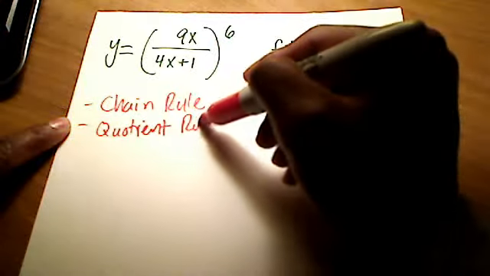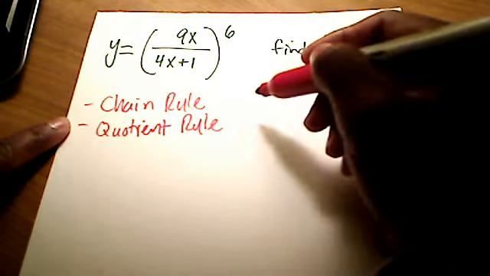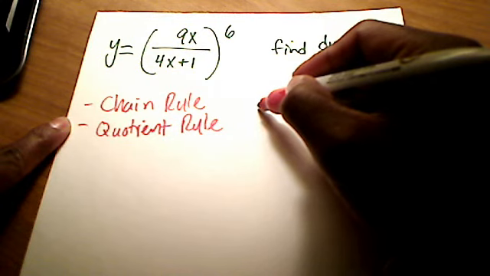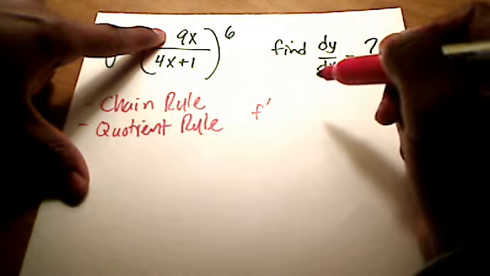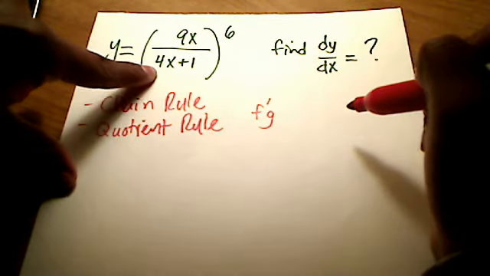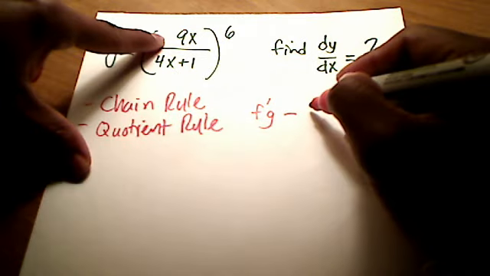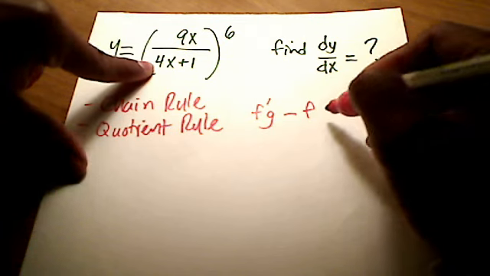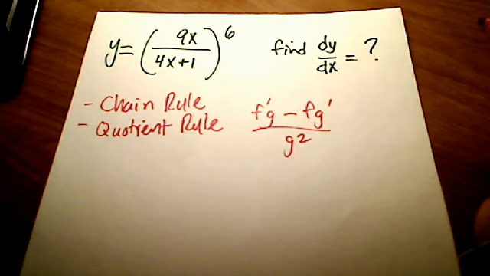We're also going to need the quotient rule. In the quotient rule, as a recap, it says give me the derivative of the numerator, which we'll call f, and multiply that by the denominator, which we'll call g, 4x plus 1, and subtract from that the numerator, f, times the derivative of the denominator, all over the denominator squared. So there's the quotient rule.